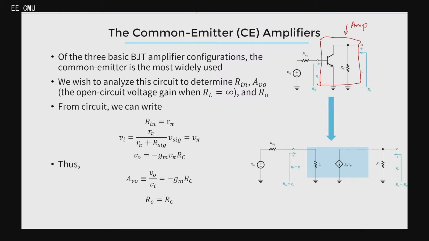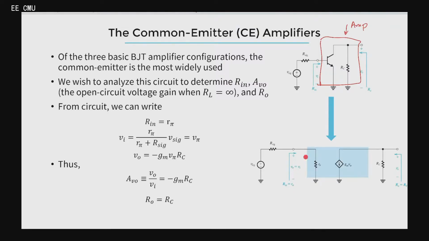First, for the R input, if we look from the base pin with the emitter pin grounded, and we use the hybrid pi model, we can see that looking into this node, between this node and ground, there is only one resistor, which is r pi. So R input is r pi and V input is v pi, which is the voltage drop across the base and emitter pins. We can write this as an equation, right?